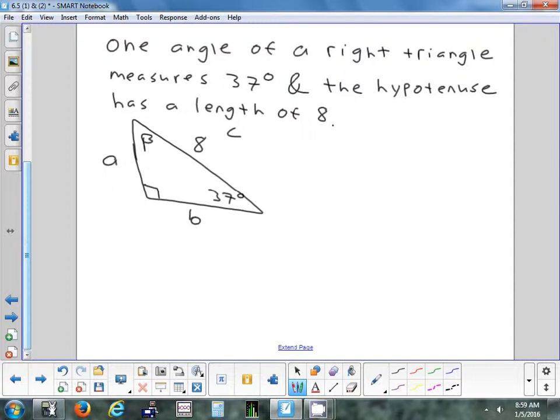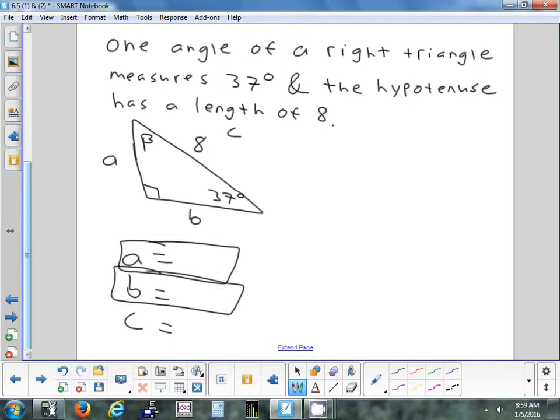So now that I've got my diagram, what I'm going to do is just organize everything I know and everything I don't know in a table. Okay, I don't know A. Put a box around it because I need to find it. I don't know B, but I do know C. Okay, do I know alpha? Yep. Alpha is across from A. That's 37. Okay, beta, I don't know.